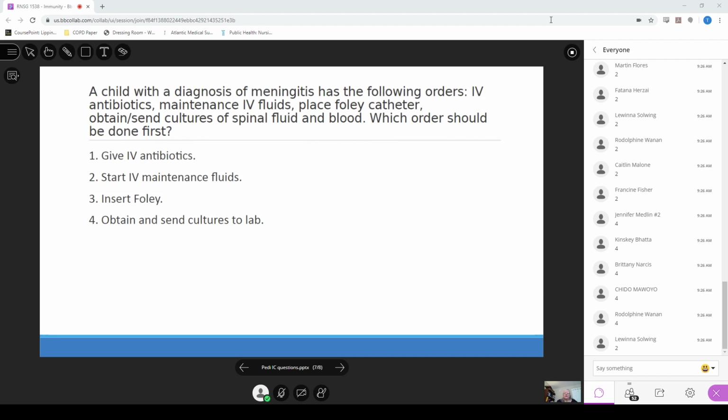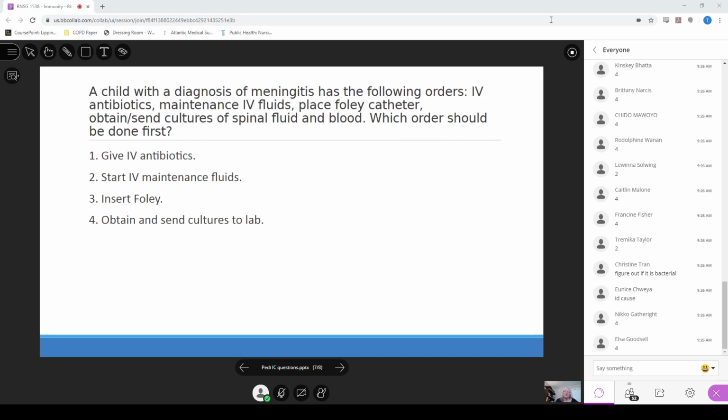And what is the rationale for doing 4 first? Because you want to get what's going on in the blood right now before you start any changing of it, I guess. Okay. And that we have the right antibiotics. Okay. Somebody had said number 2, start maintenance fluids. And the big key there is maintenance fluids. Okay. We're not going to get the cerebrospinal fluid, right?